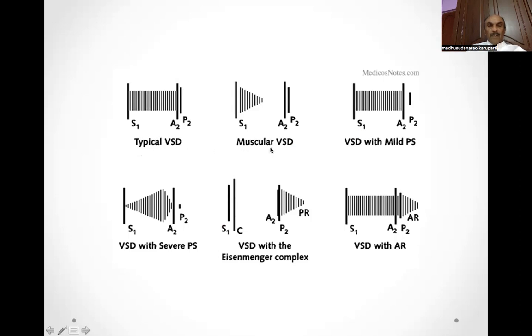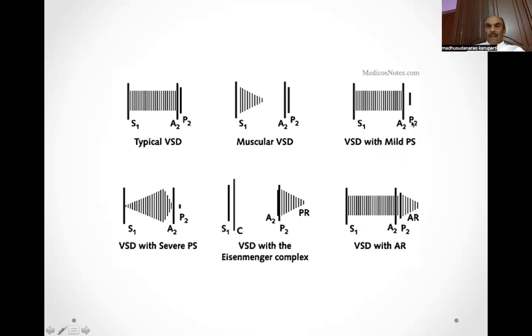This is the muscular VSD. The characteristic feature of the muscular VSD is a systolic murmur, okay, which is decreasing in nature and stops short of the second heart sound, okay, and P2 is normal. Ventricular septal defect with mild pulmonary stenosis.